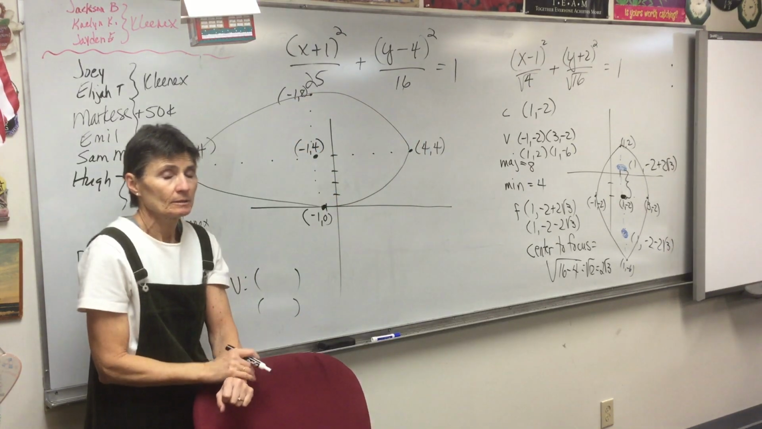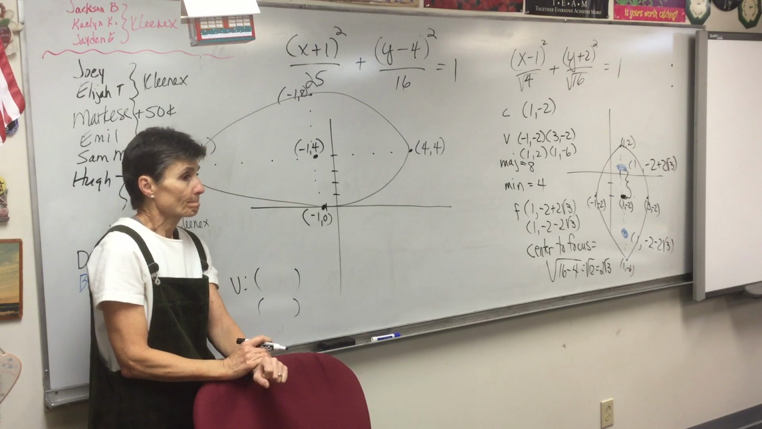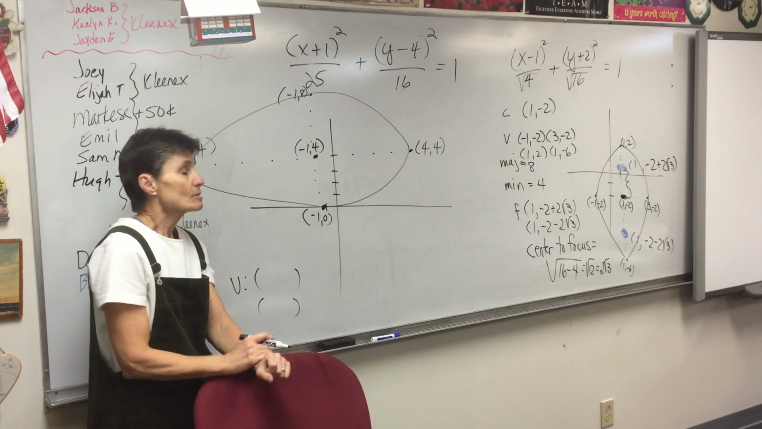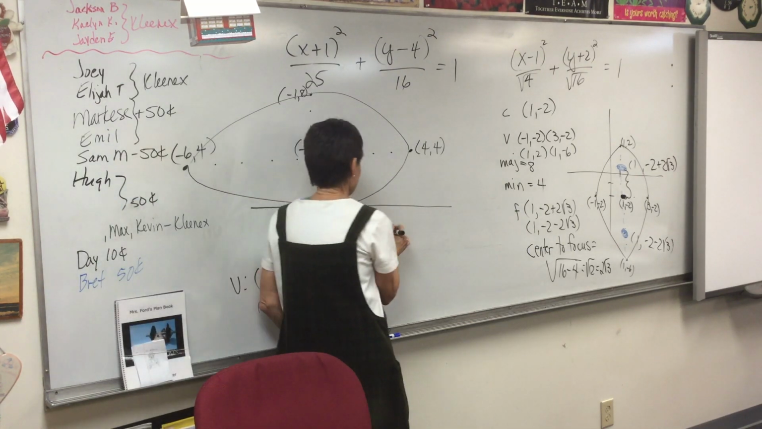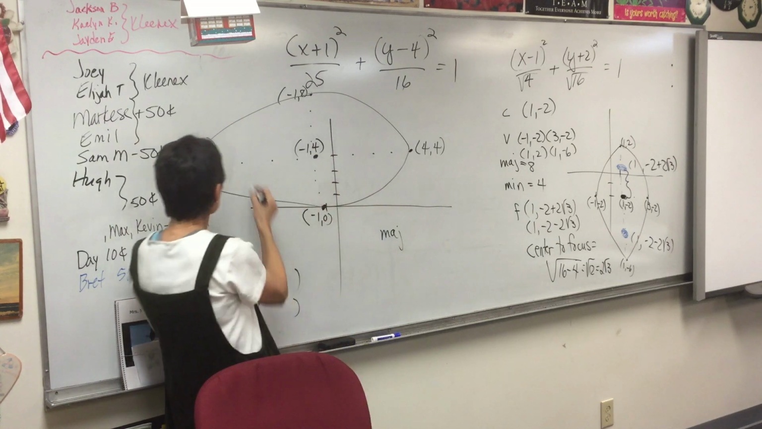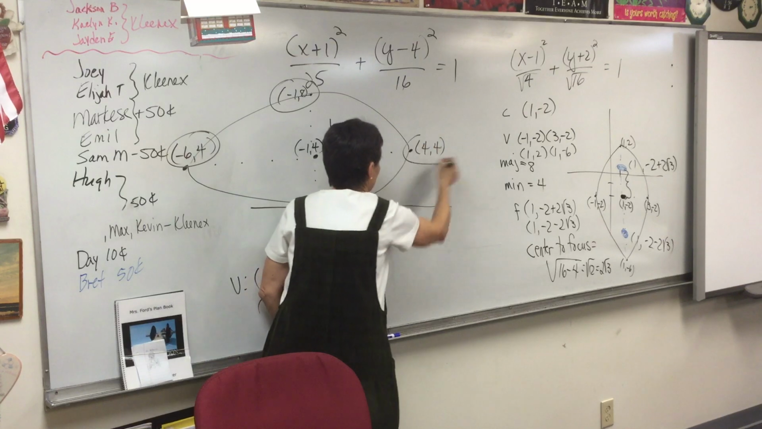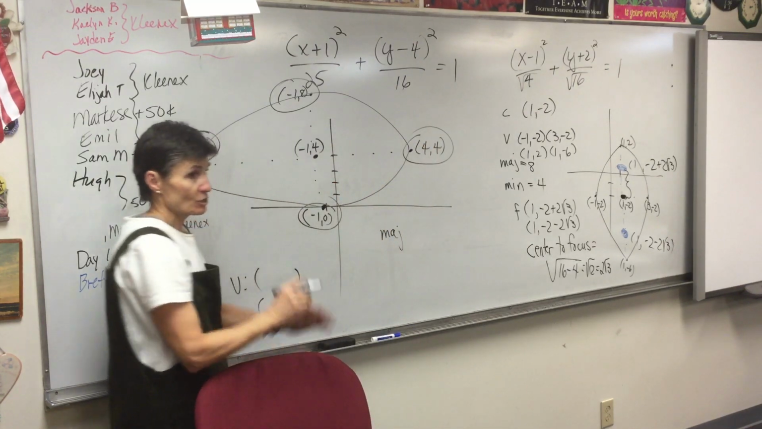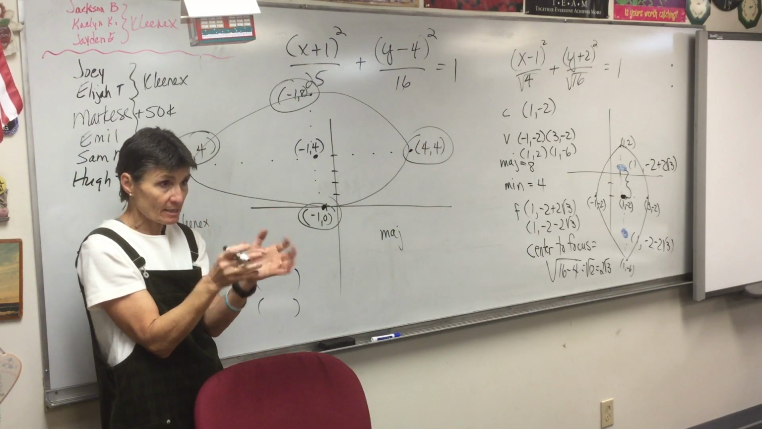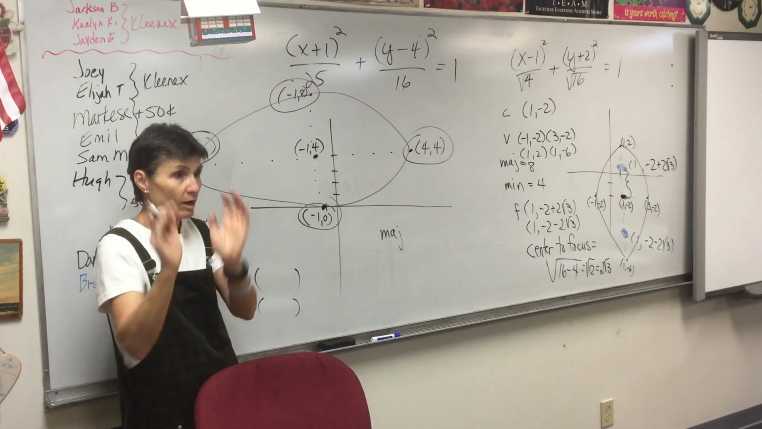What about your major one? So my major axis, wait a second, those 4 points right here that I'm drawing circles around, those are your vertices. So in the blank that says vertices, those are it, 4 of them.